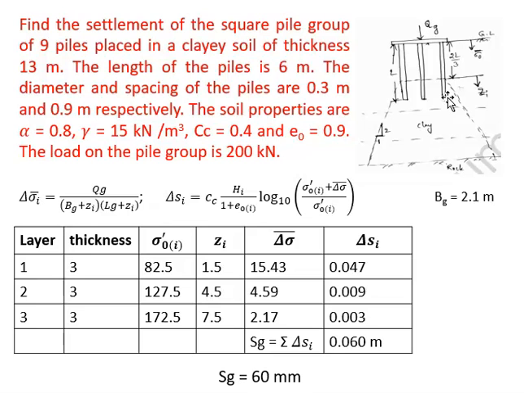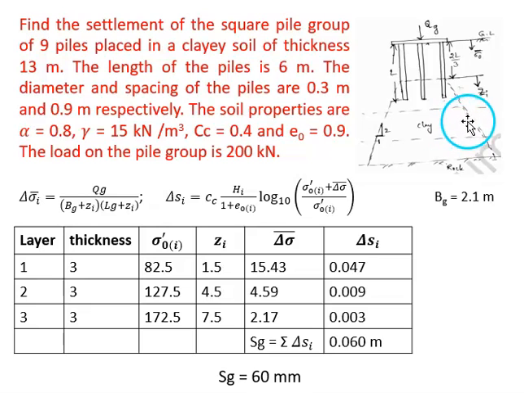that is at a depth of 4 meter plus 1.5 meter, that is 5.5 meter. So for 5.5 meter, we have to find the initial effective overburden pressure, that is 5.5 into 15. So it is coming as 82.5.